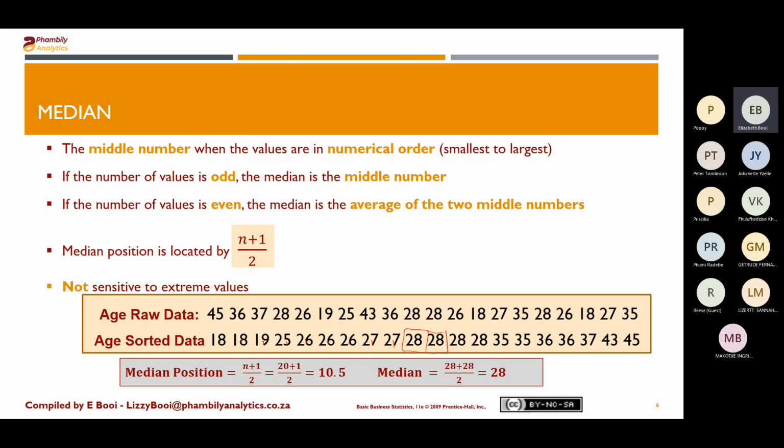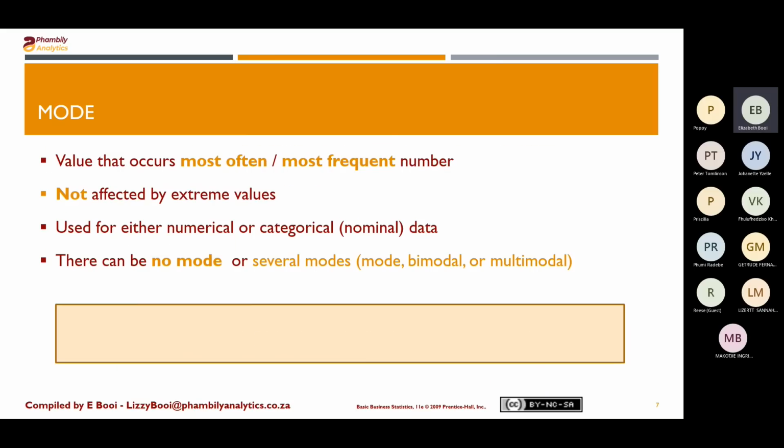So we'll take 28 plus 28. We're going to take the answer, divide by 2, and we will get the answer of 28. Therefore, our median value for this data set is 28. That's the middle value. Then the other measure of central location is what we call the mode.